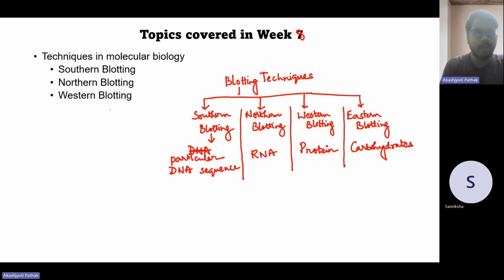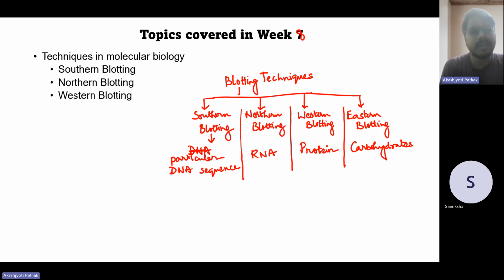First of all, we will understand Southern blotting. A practical example of where Southern blotting is used is in forensic sciences. You have a particular DNA sample from a crime scene, and there are a couple of suspects, and you want to identify who is the criminal among these suspects.